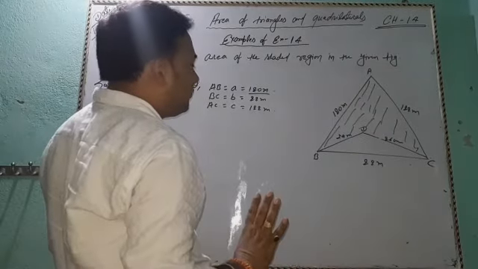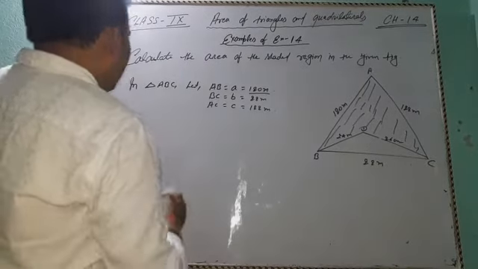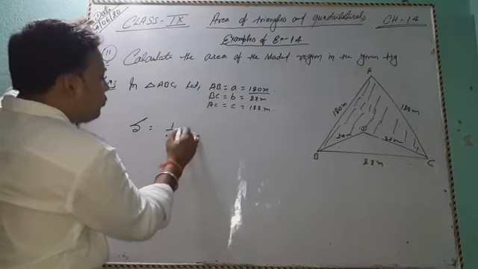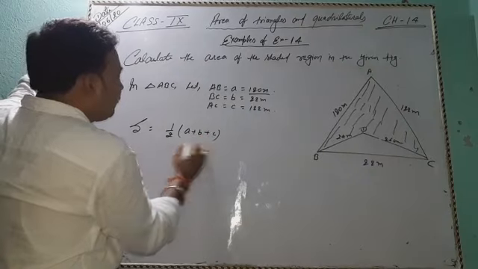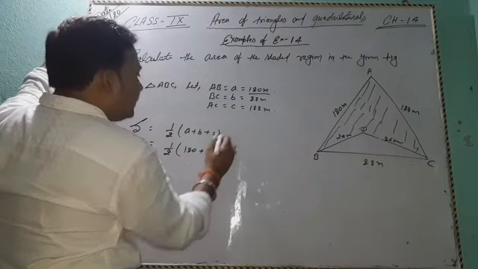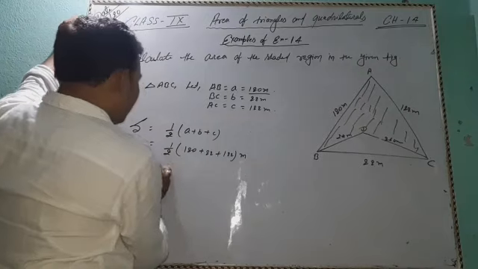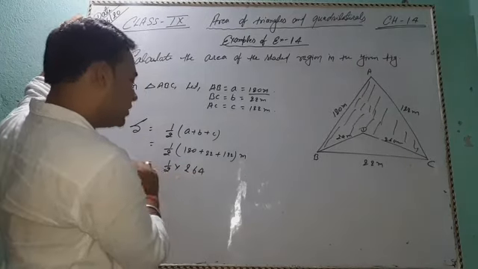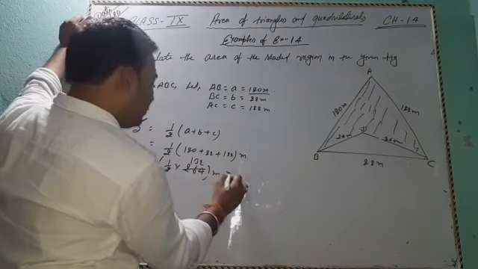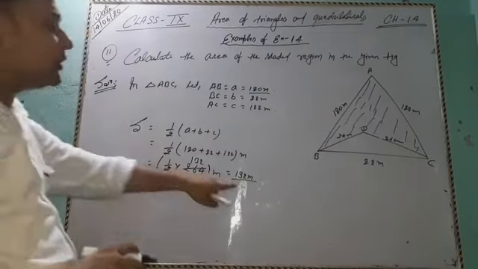So first of all, find the semi perimeter F equal to 1/2 into A plus B plus C. So F equal to 1 by 2 into 120 plus 22 plus 122 meter. So 1 by 2 multiply 264 meter, which is 132 meter. So my semi perimeter is 132 meter.